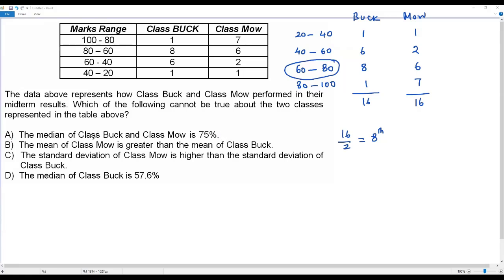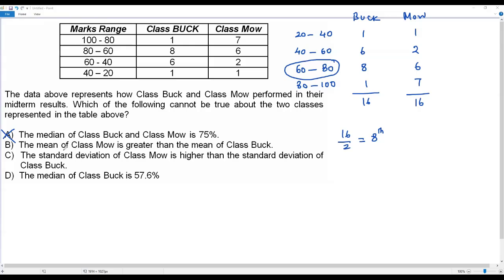Now, let's go to answer choice D, because in answer choice D we also have information about the median of class Buck. Answer choice D says the median of class Buck is 57.6%, but this value is not between 60 and 80. This 57.6 is between 40 and 80, but we already got that the median of class Buck is between the 60% and 80% marks range. But option D says the median of class Buck is 57.6%. It is not true. So probably answer choice D is the correct option for this question.